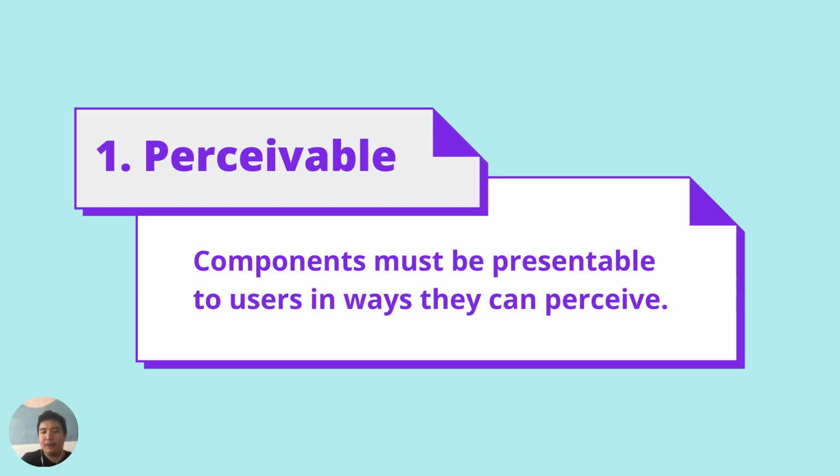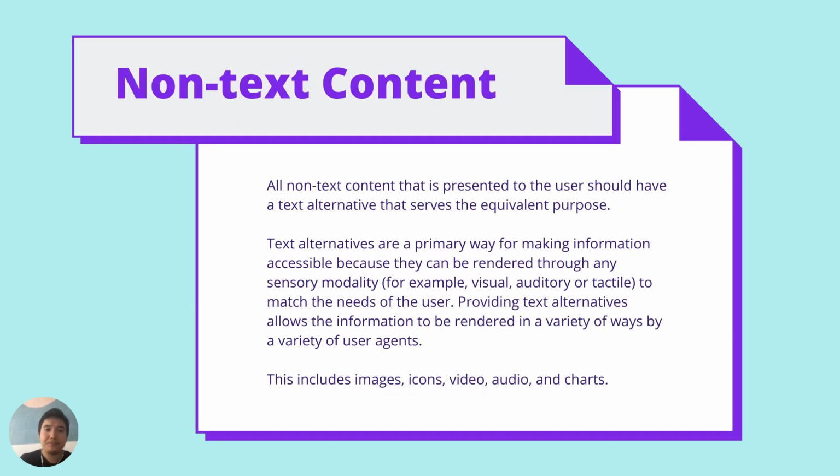There are 3 different components. One of the most important parts is non-text content. So all non-text content that is presented to the user should have a text alternative that serves the equivalent purpose. Text alternatives are a primary way for making information accessible because they can be rendered through any sensory modality, for example, visual, auditory, or tactile, to match the needs of the user.